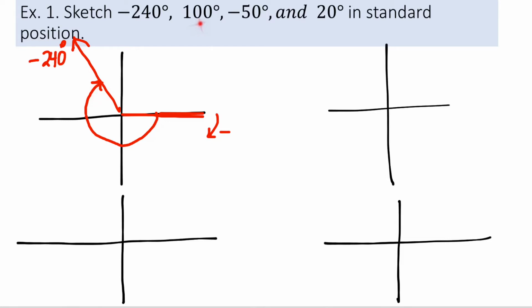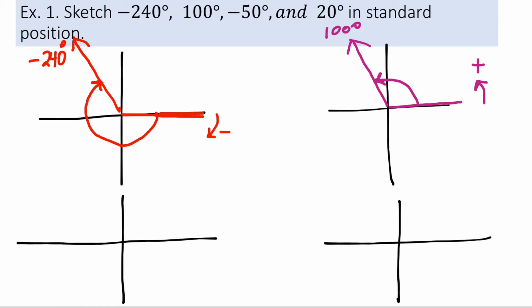Right, now let's look at this one here. 100 degrees, this one's positive. So I'm going to rotate in the positive direction. Here's my initial side, and I want to rotate 100 degrees. So I'm going to go 90 and then 10 degrees more. So I'm going to wind up right here. This arrowhead indicates I swept through in the positive direction. And this would be 100 degrees.